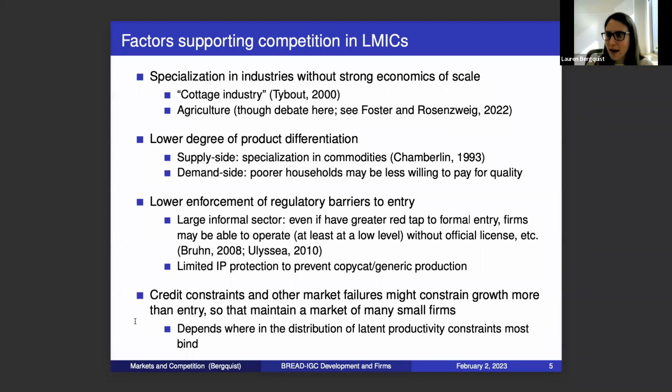Okay, I'm not saying it's not a good thing, but thinking about its interaction with competition, I think, is fairly nuanced. And it really depends on where along the distribution of latent productivity that constraint is most binding. And so I think this is an area of potential future research.